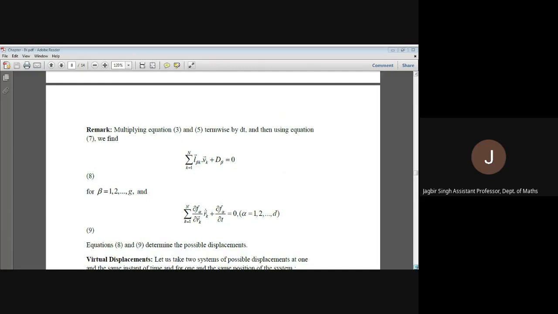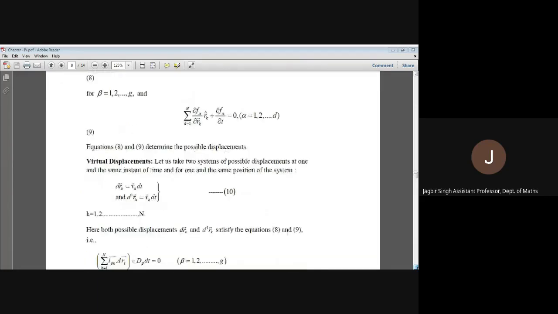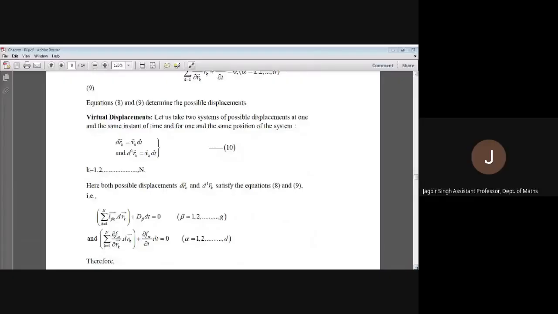Next one, virtual displacement. And what is a virtual displacement? Basically, it is the difference between two possible displacements at the same time. The exact possible displacement and the obtained one, the expected one, we can say. Like if we are saying a bike is moving at a speed of 30 km per hour, then we will expect that after 30 minutes, the bike will be 30 km away from the initial point. But here we ignored the restrictions imposed due to the road.